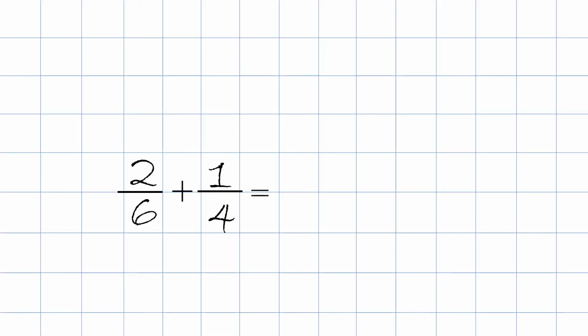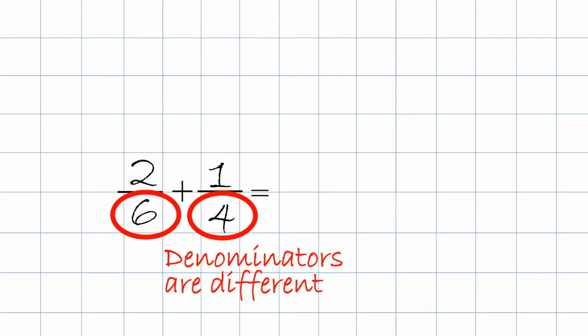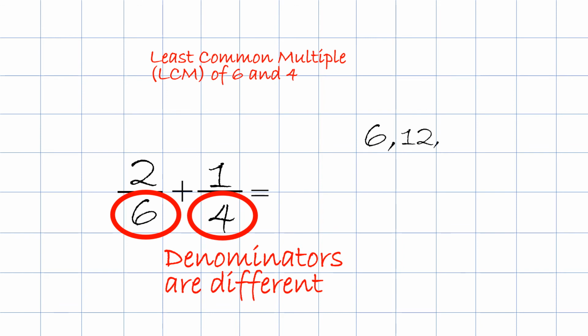So in front of us, we got 2/6 plus 1/4. And notice the denominators are different, so we cannot add this the way it is. We will have to find the least common multiple of 6 and 4. So let's list the multiples of 6. And we know it's 6, 12, 18, 24, and we could go on and on. The multiples of 4 will be 4, 8, 12, 16, and we could go on and on.